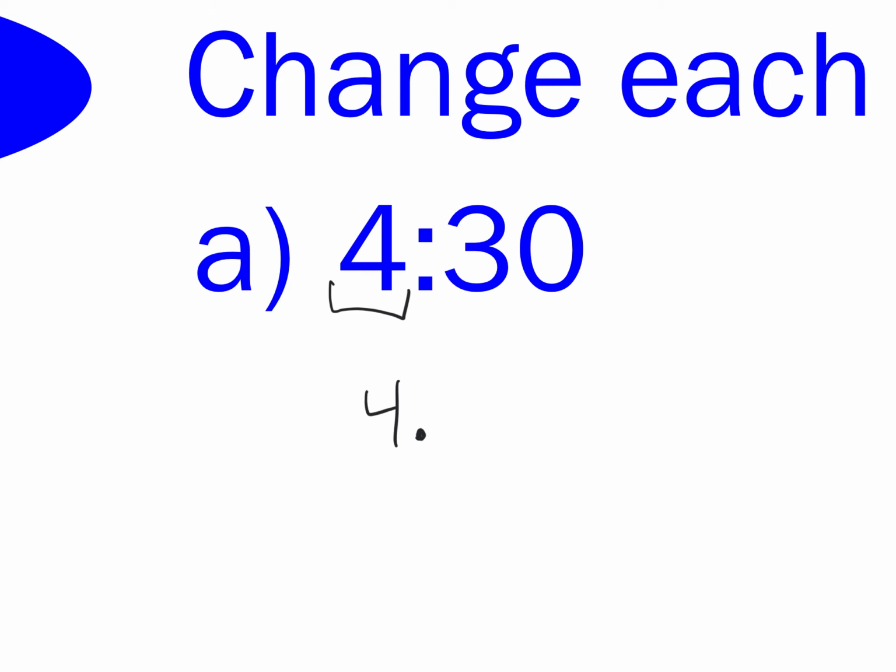What you have to do instead is you have to think of, okay, you got 30 minutes. How much of the hour is that? Half. What's half as a decimal? 0.5. So it's going to be 4.5 hours. And 4 hours and 30 minutes is actually fairly straightforward, but I want to start there so we can see how it works.